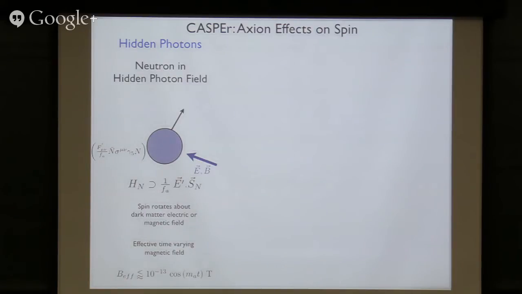For hidden photons, very similar. The hidden photon could have a coupling to dipole moments, much like how a neutron is coupled to a magnetic field. Your neutron can also have a dipole moment under the hidden photon. So in that case, there's just a direct coupling to the electric and magnetic fields of the dark photon, and again, the spin would rotate about that. Here it turns out that if you want to just go below current limits, the effective magnetic field is much bigger, a factor of 1,000 larger.